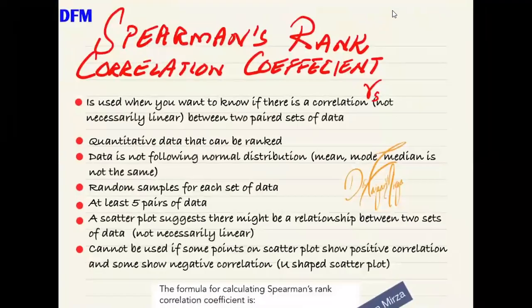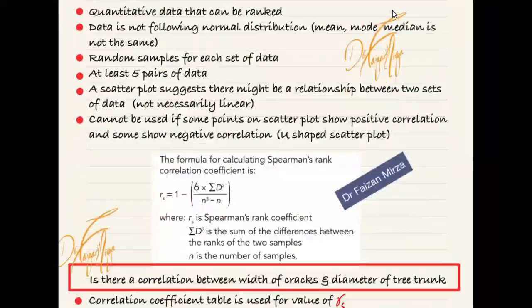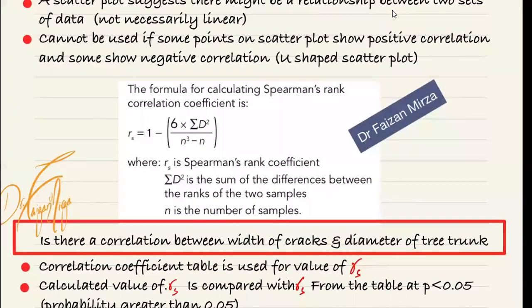Now, when you're calculating Spearman's rank correlation coefficient, you calculate the value of RS. RS is calculated using the formula RS is equal to 1 minus, you subtract this whole from 1, 6 multiplied by summation of D square. Do just keep in mind this D square is not the D of diversity index.